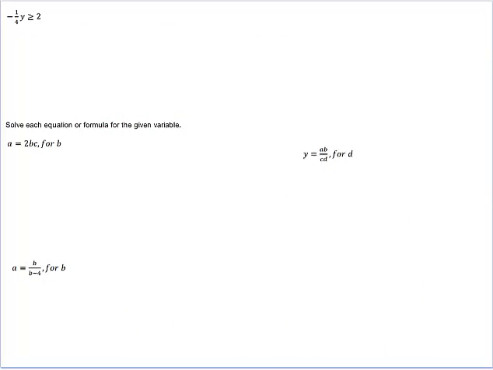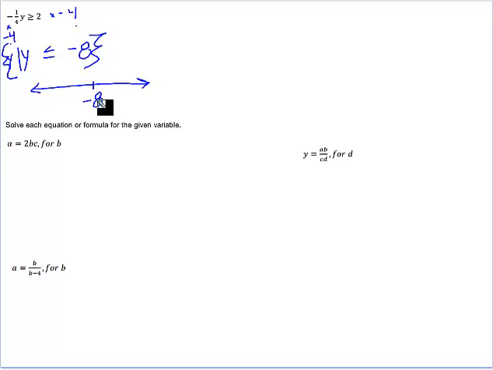Negative 1/4 y is greater than or equal to 2. So to get rid of this negative 1/4, we could times both sides by negative 4. Now since we're timesing by a negative, the sign will flip. So this would be y is less than or equal to negative 8. Put it in set builder, so y such that y is less than or equal to negative 8.